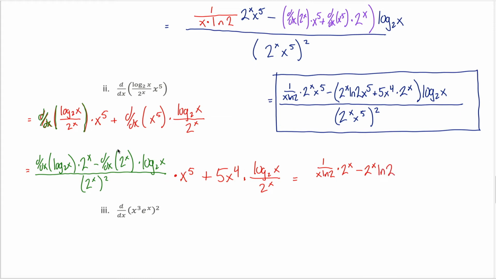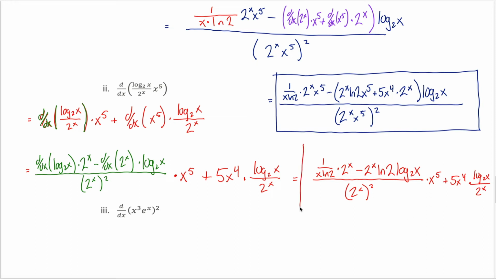This 2 to the x natural log of 2 corresponds with this derivative. I want to multiply that by the log base 2 of x. Make sure that you divide that entire thing by this 2 to the x squared. And then that's not your answer. That needs to be multiplied by x to the 5th. And then I need to add to that 5x to the 4th times log base 2 of x divided by 2 to the x power.